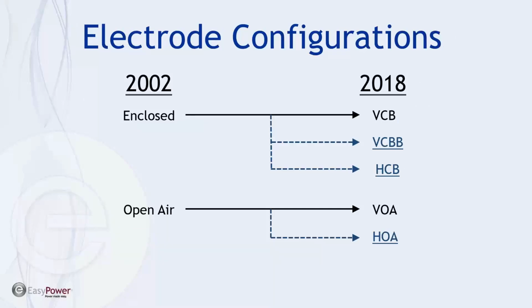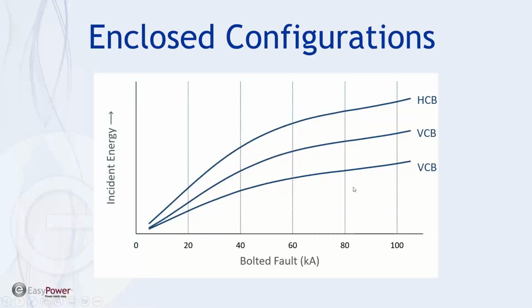Electrode configurations. Now this received a lot of buzz and a lot of discussion when it first was published. What it amounted to is that the original standard had enclosed calculations and then open air calculations for the incident energy. And we've defined 3 enclosed configurations and then 2 open air configurations. And they have varying degrees, again, of effect or amplification for various reasons. The most hazardous, if you will, is the horizontal in a closed box.